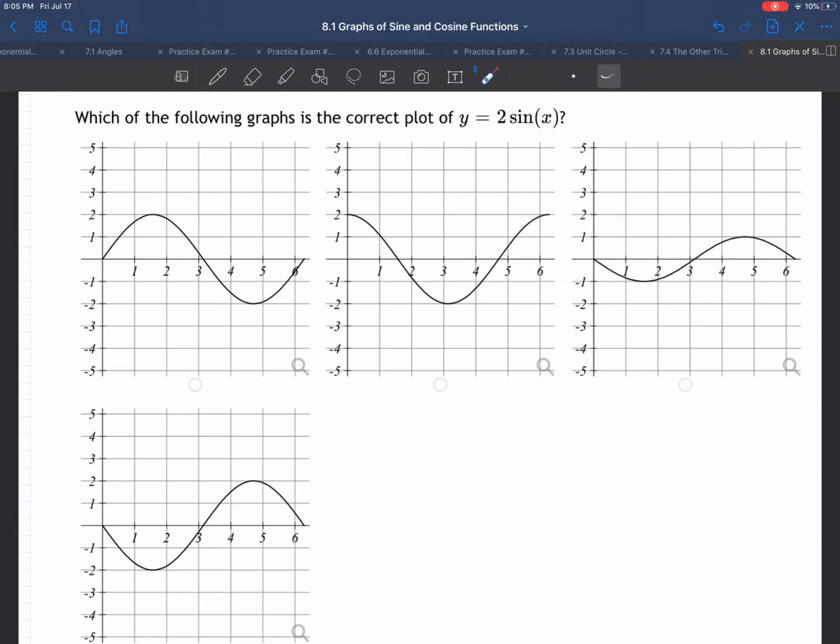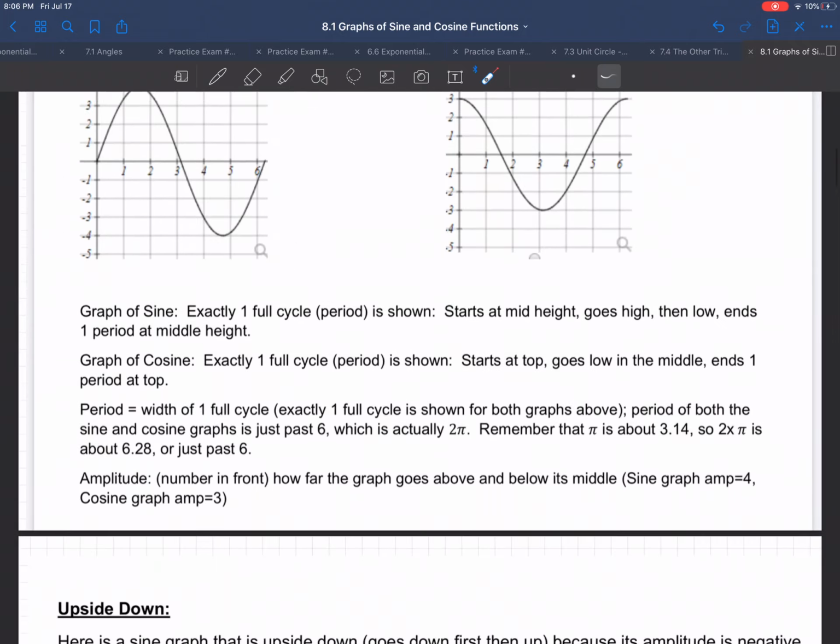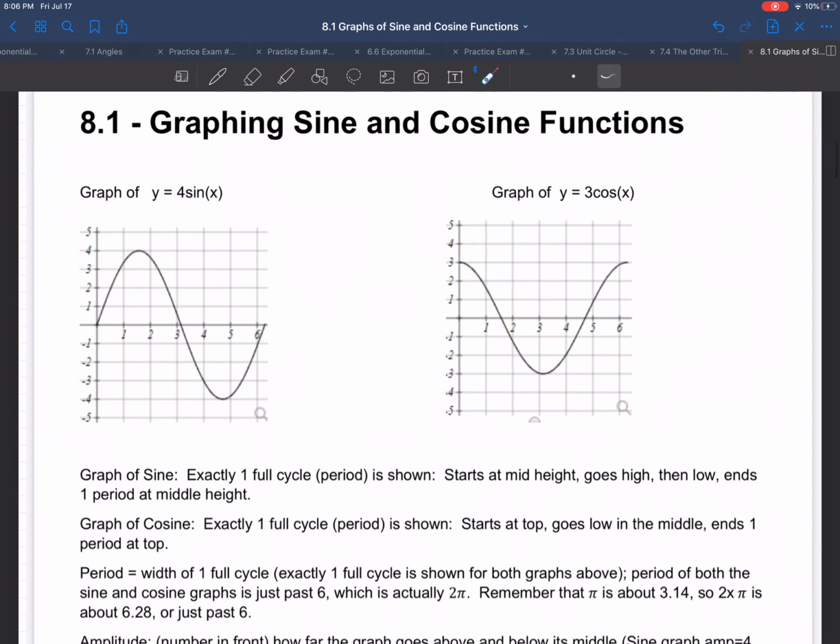Here's an example of graphing a sine function. They're asking which of the following graphs is the correct plot of 2 sine x. So the notes that I sent you should help. Here's the notes, graphing sine and cosine functions.